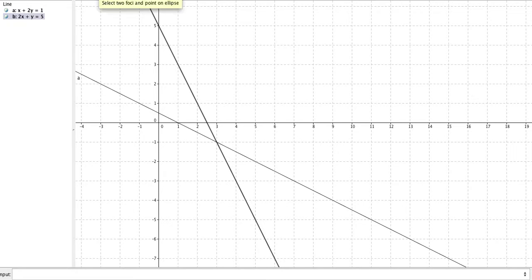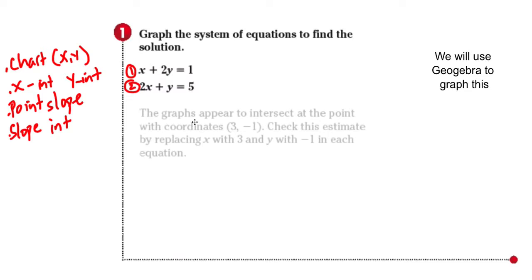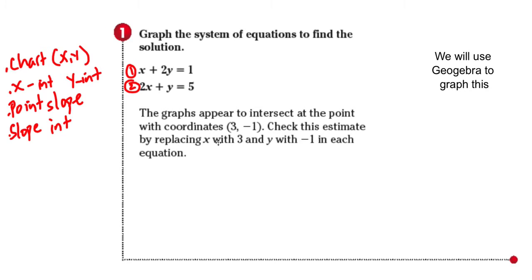Now let me just put it in pen right there. That point looks like it's 3, negative 1. So the point where these two lines intersect will be 3, negative 1. And let's go back to our lesson right here. It appears that they intersect at 3, negative 1. The graph appeared to intersect at point 3, negative 1.